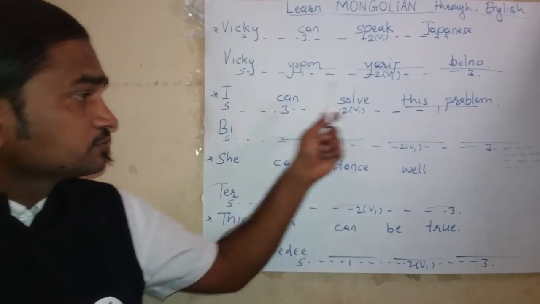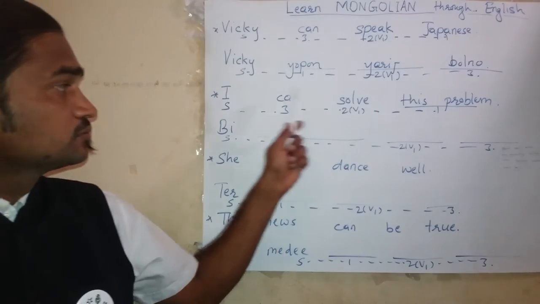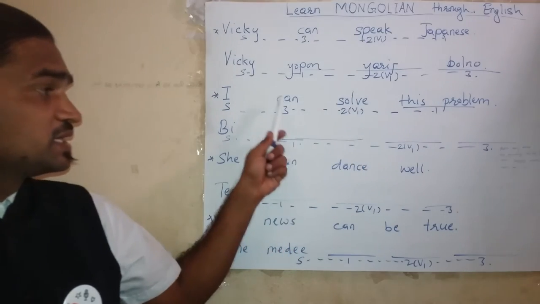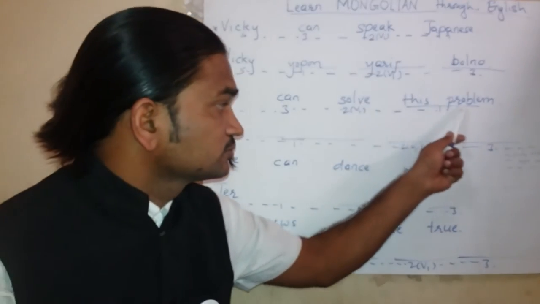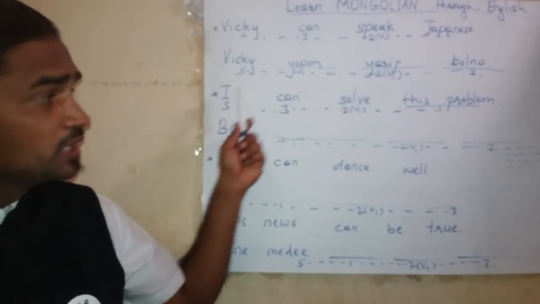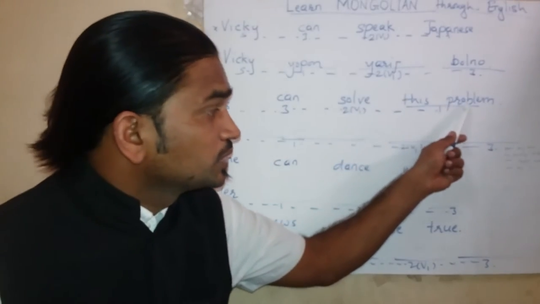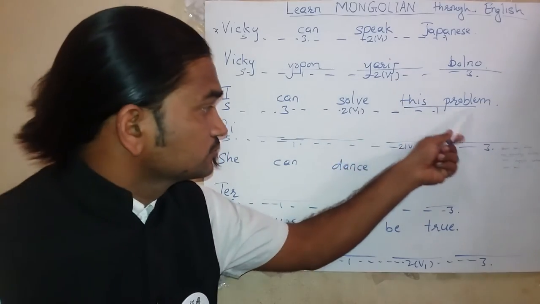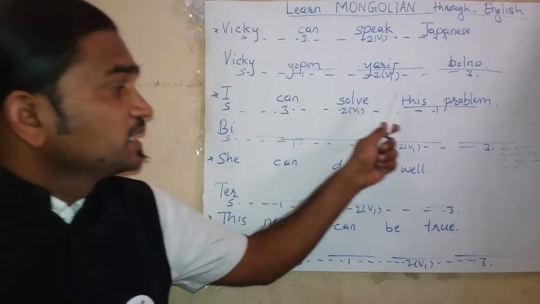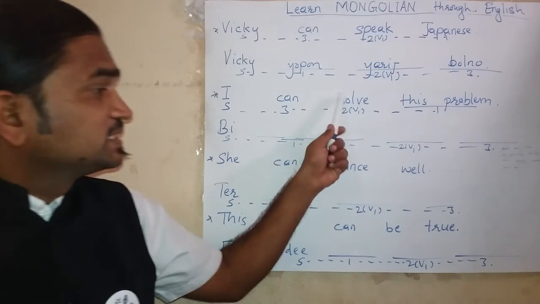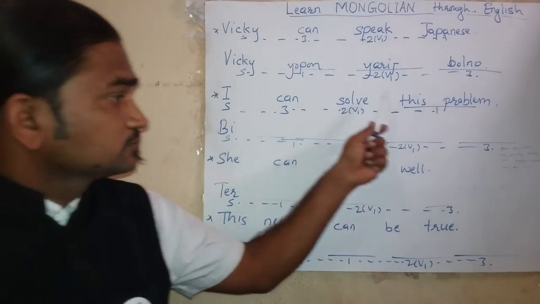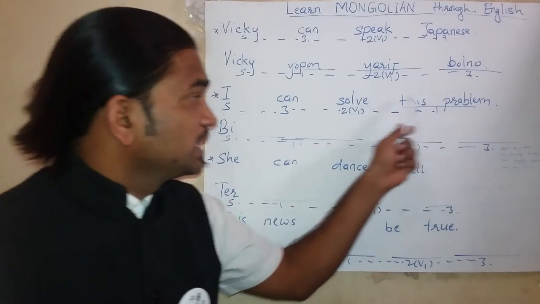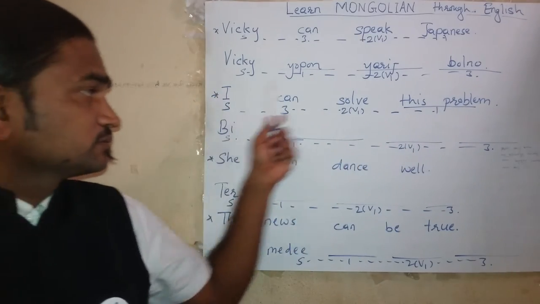Say. B. Ine asudle si ide chadna. Say. B. Ine asudle si ide chadna. Say. B. Ine asudle si ide chadna. Say.